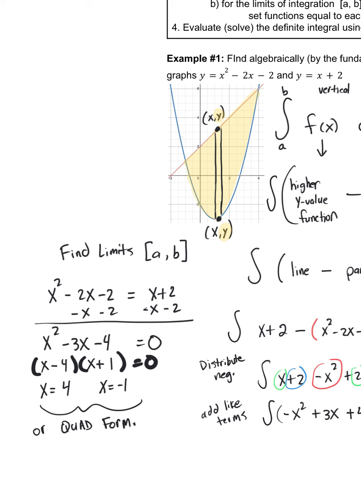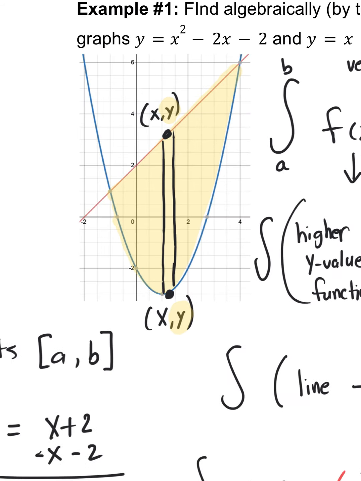All right, now look at the graph to make sure that these limits make sense. Let's go up here to the graph. This is the farthest part of the shaded region on the left. That x value there is -1, so that makes sense. This is the farthest part of the region right here on the right. If we go down to the x-axis, that x value is 4. So we're going from -1 on the x-axis all the way out to 4.